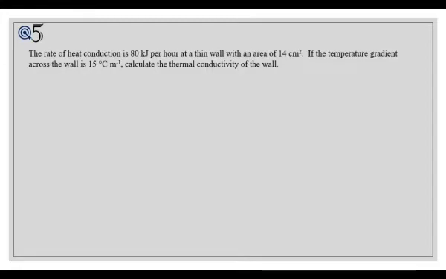Question number 5. The rate of heat conduction is 80 kJ per hour at a thin wall with an area of 14 cm square. If the temperature gradient across the wall is 15 degrees Celsius per meter, calculate the thermal conductivity of the wall. So we extract the data. Right now, they give us the value of the rate of heat conduction, the area, and also the temperature gradient, which refers to the value of dT over X. That is your temperature gradient, which is found to be 15 degrees Celsius per meter.